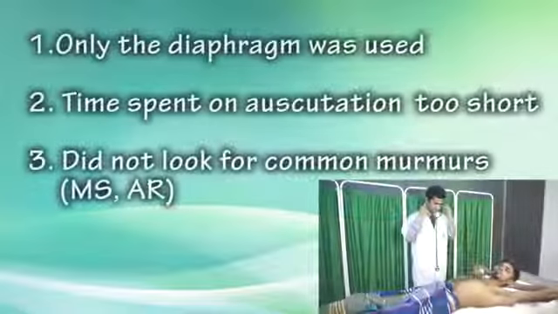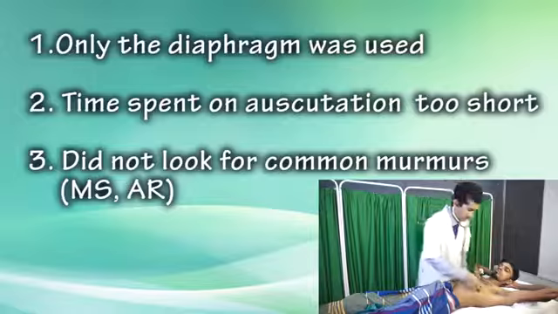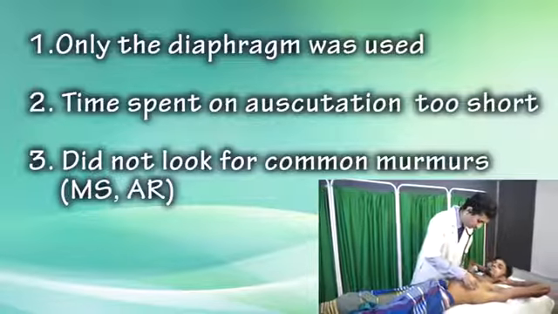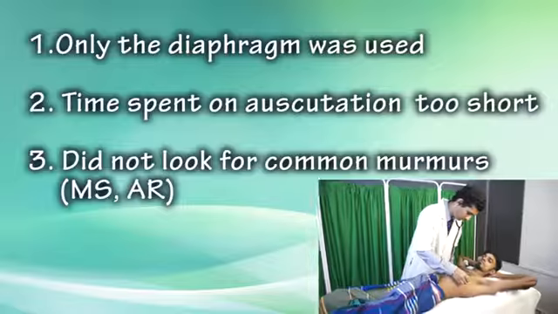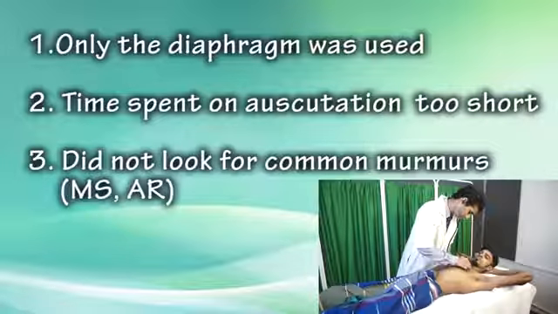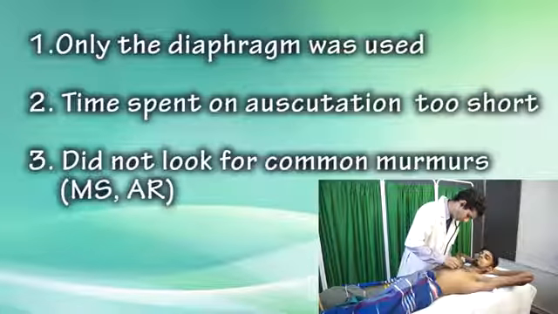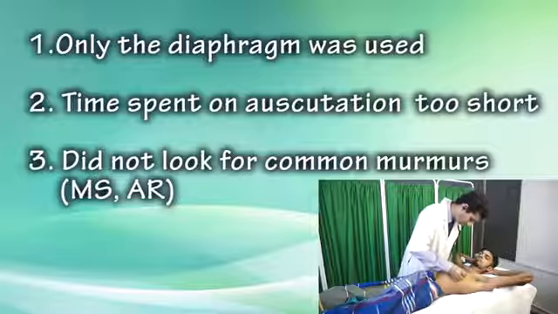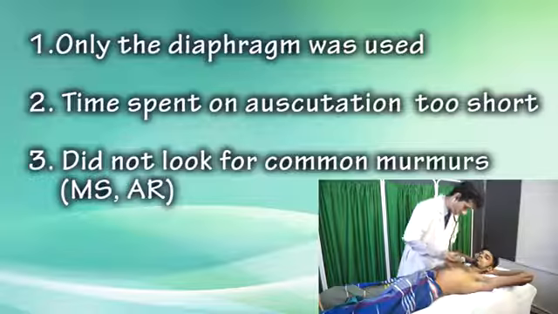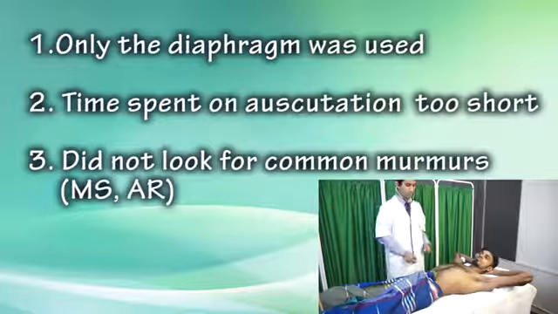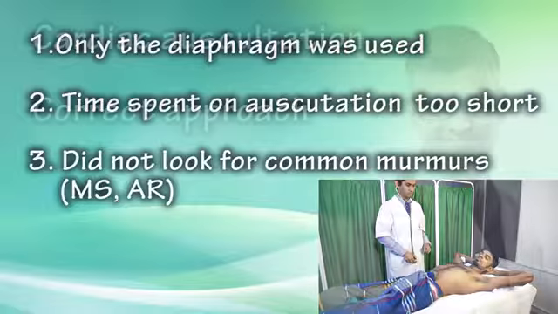In this instance, the candidate, using the diaphragm of the stethoscope, auscultates over the cardiac apex for a few seconds, then goes on to pulmonary, aortic, and the tricuspid areas in very quick succession. Not enough time to elicit any cardiac murmur, and he did not look for any specific murmur such as mitral stenosis murmur, aortic regurgitation murmur, or mitral regurgitation murmur. This is grossly inadequate auscultation for a CVS short case.